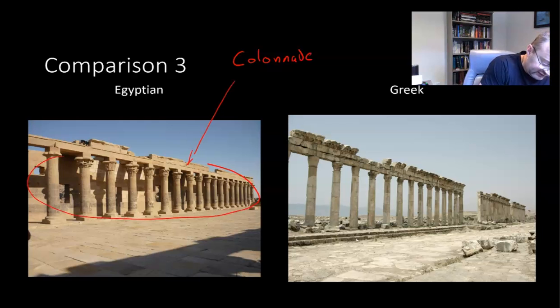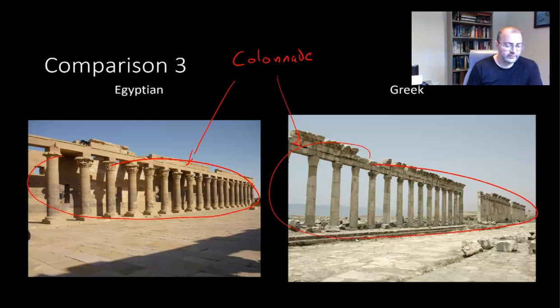So this thing and this thing are both considered colonnades. But the main thing to notice about the Greek colonnades is that the pillars tend to be larger and the colonnades tend to be longer. And by larger, I don't just mean they're thicker. They have the same proportions. They're narrower.